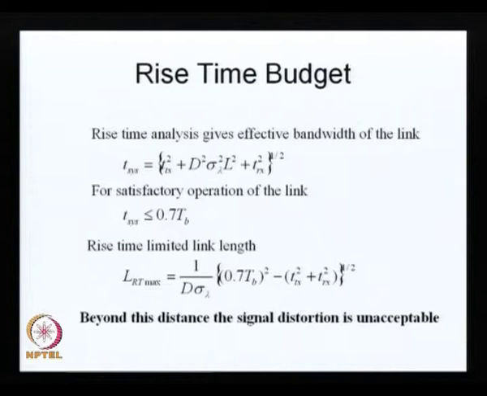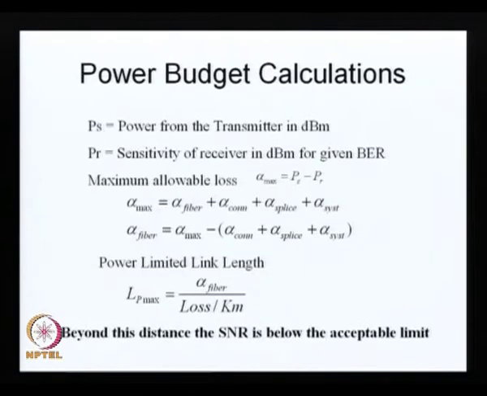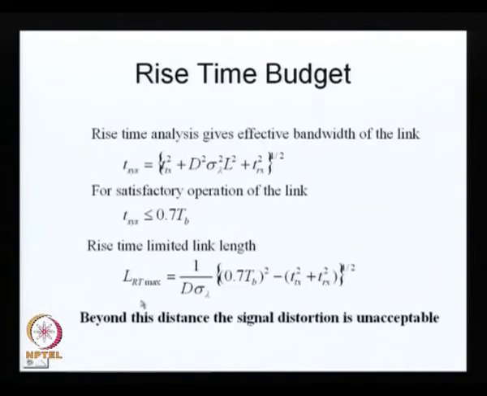So, essentially smaller of the two, this value LP maximum or this quantity LRT maximum, whichever is smaller of these two, that is the location where we have to regenerate our data. And invariably it so happens that the power budget limited length is much smaller compared to the rise time budget length.